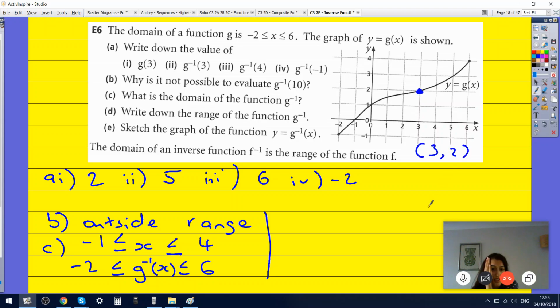What do you know about inverse functions? Does it just flip? And so what would it be? 2, 3. Correct. You swap the x and the y. 2, 3. So that's what it would be on the new one. So use that to plot all the points you can.